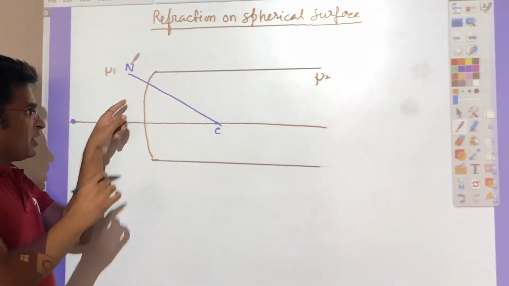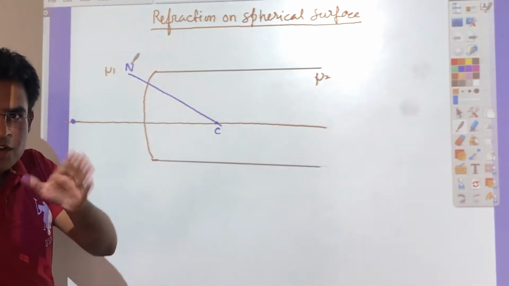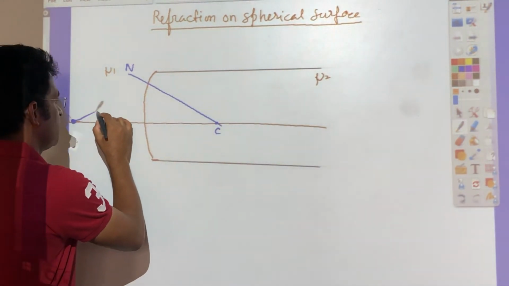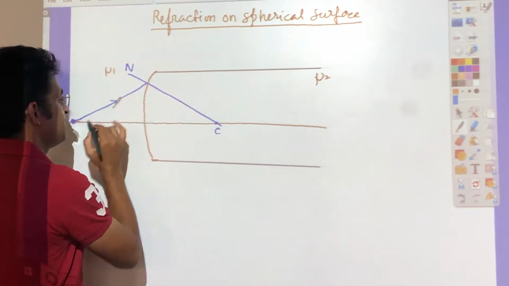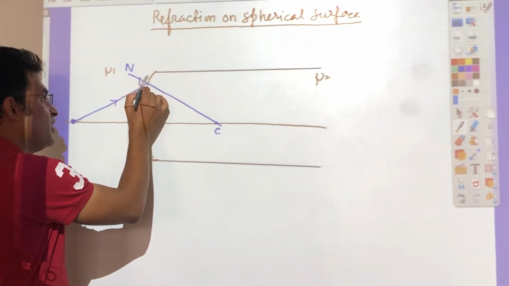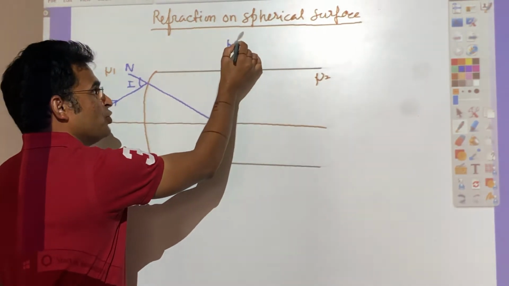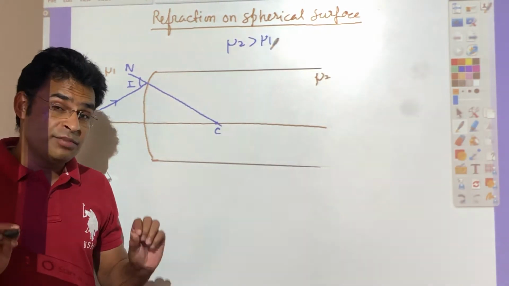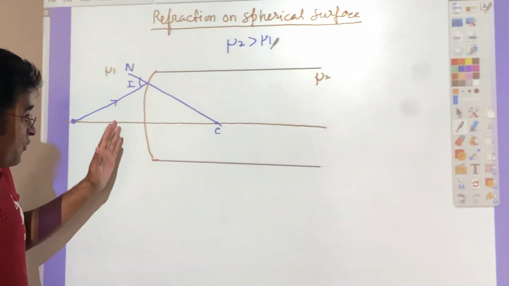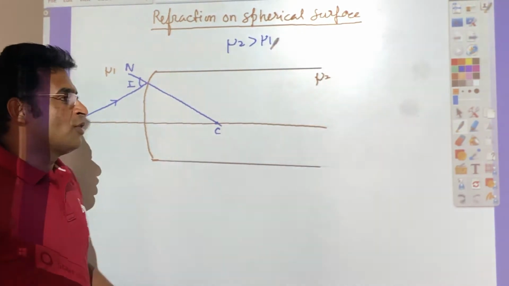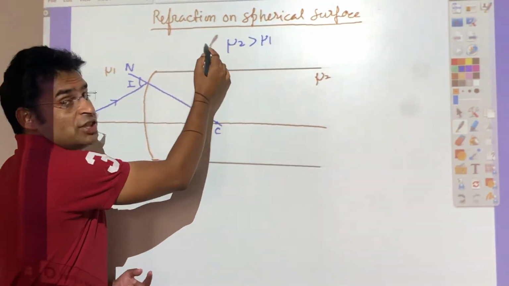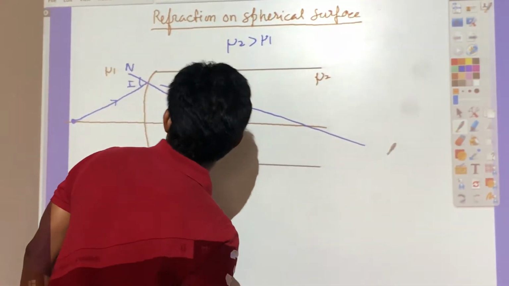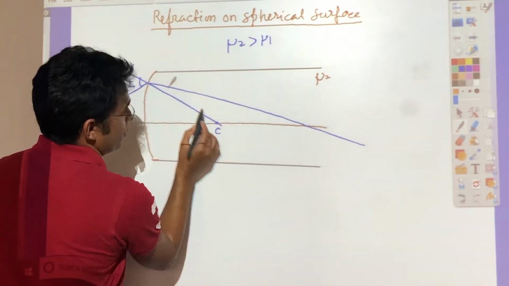So if any ray strikes this point, that will make an angle of incidence. For example, this object is there. If a light ray strikes from this object to this point, we say this is the incident ray, so this will be the angle of incidence. And we are assuming that mu2 is greater than mu1. In this derivation we are assuming that mu2 is greater than mu1. It means if light enters from a rarer medium to a denser medium, it will bend towards the normal. So rather than going in a straight line like this, this light will bend towards the normal, so it will go like this.